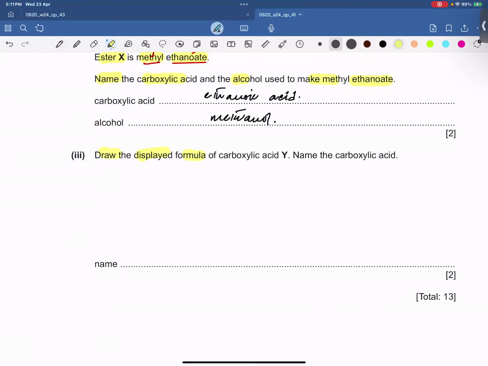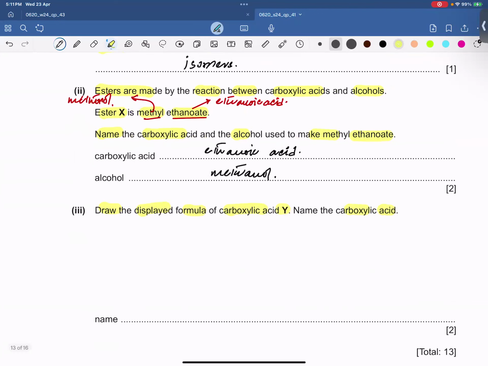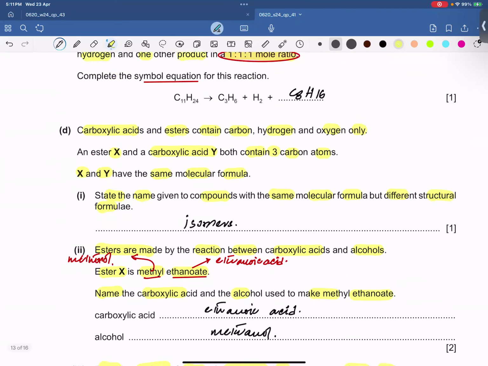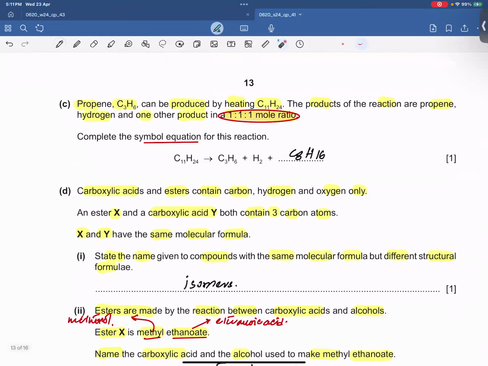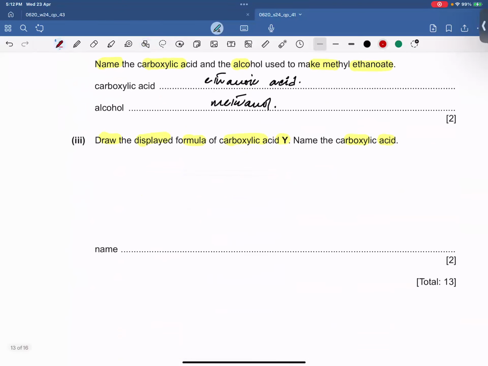Draw the displayed formula of carboxylic acid Y. Name the carboxylic acid. Now, we have a carboxylic acid which contains 3 carbon atoms. So the carboxylic acid with 3 carbon atoms is called propanoic acid. So the name is propanoic acid.